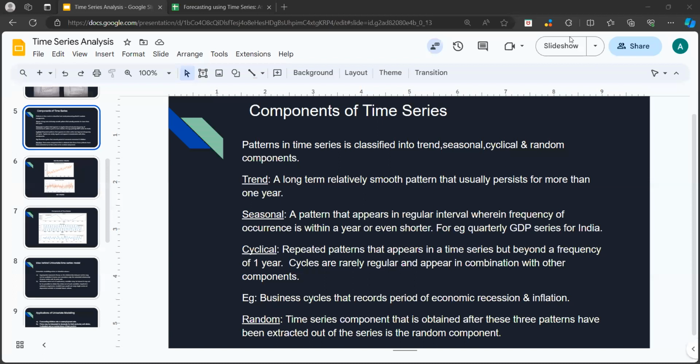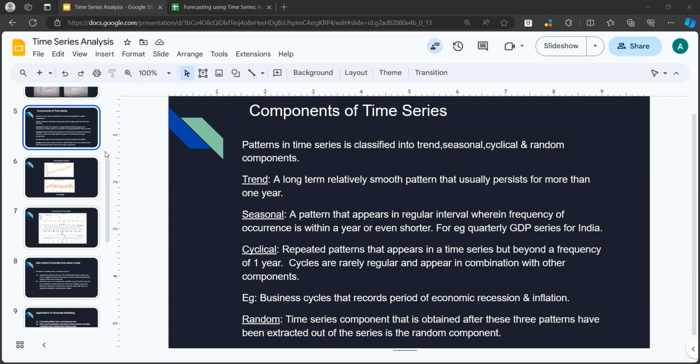So basically, in seasonal and cyclic repetition, you will see the same pattern, but if the length of the pattern is less than 1 year, it's seasonal. If greater than 1 year, we will call it cyclic. And random is something that is unpredictable. The time series component that is obtained after these three patterns have been extracted out of the series is the random component. Means we can't predict.